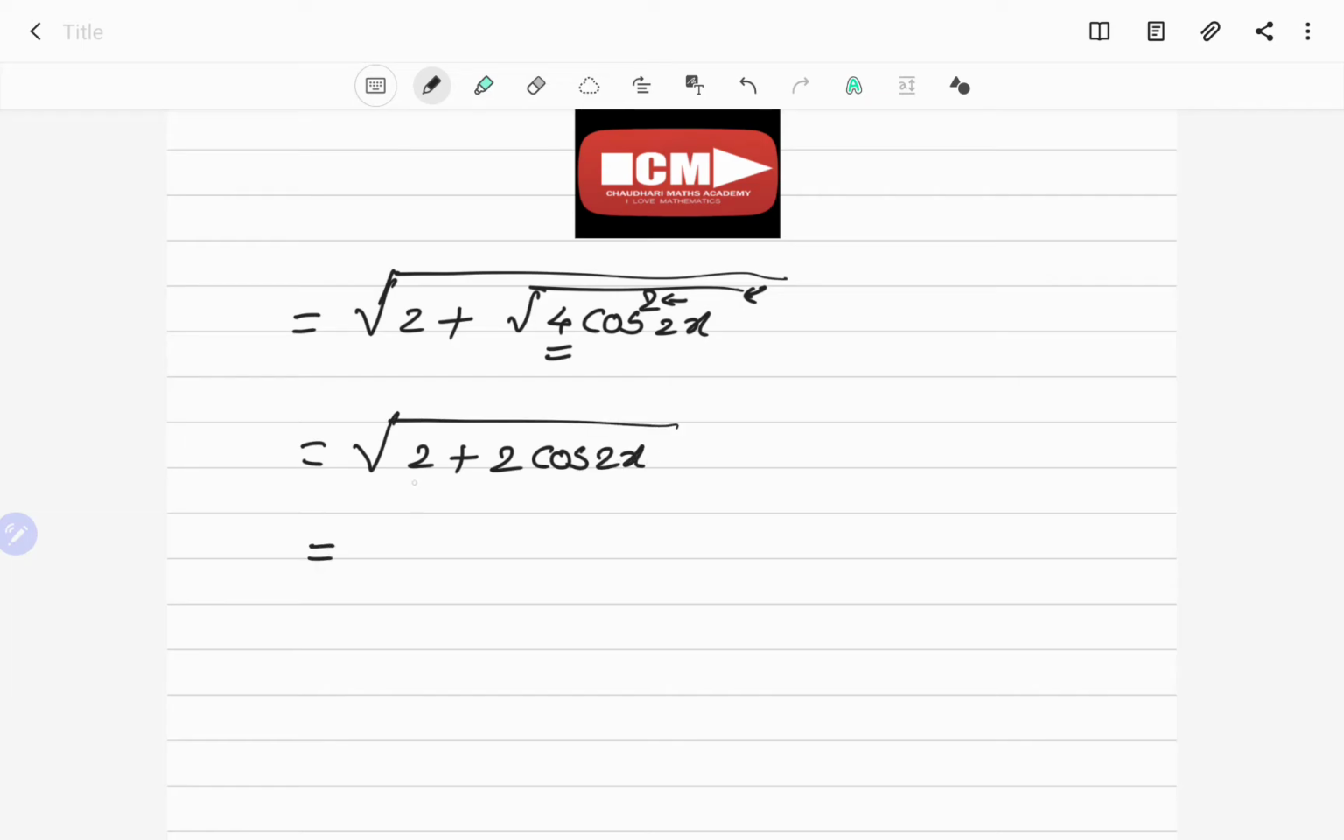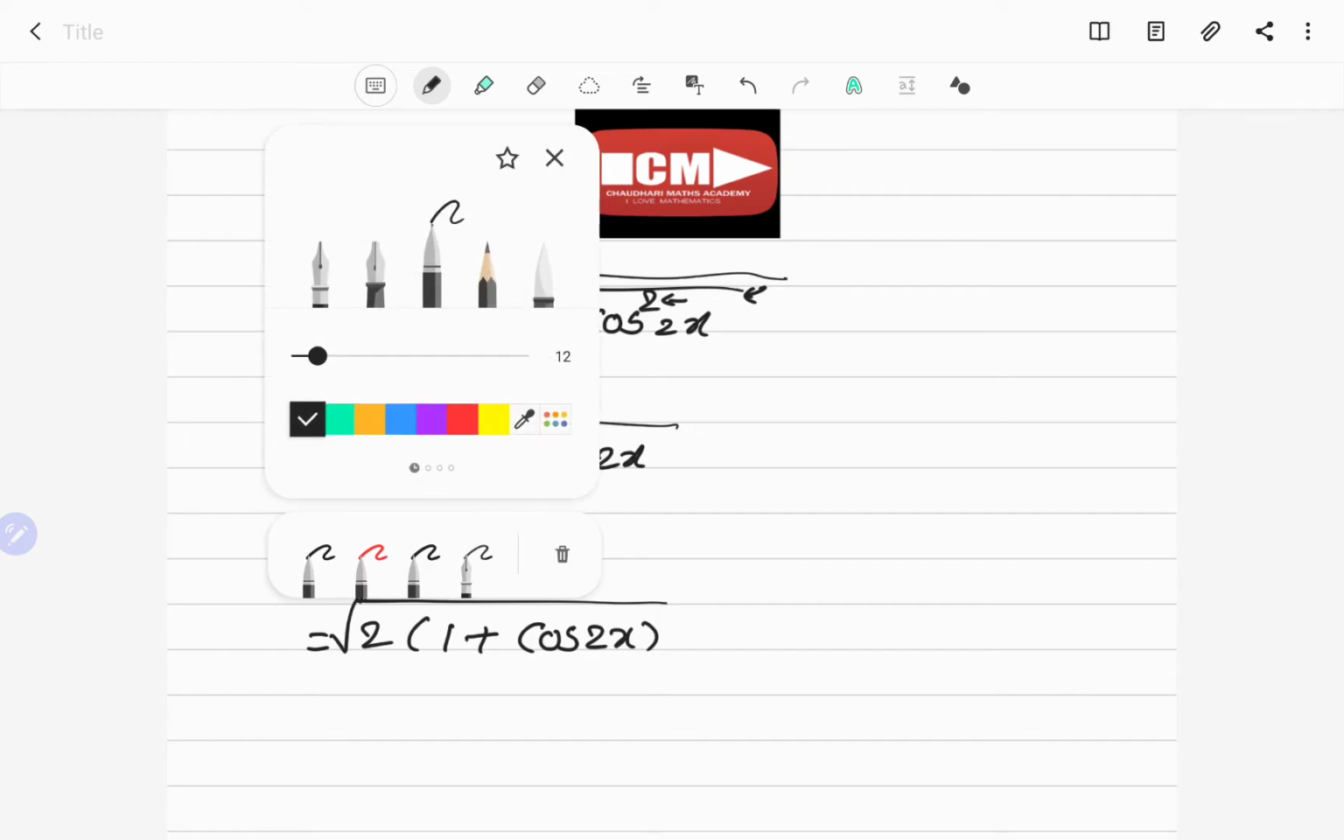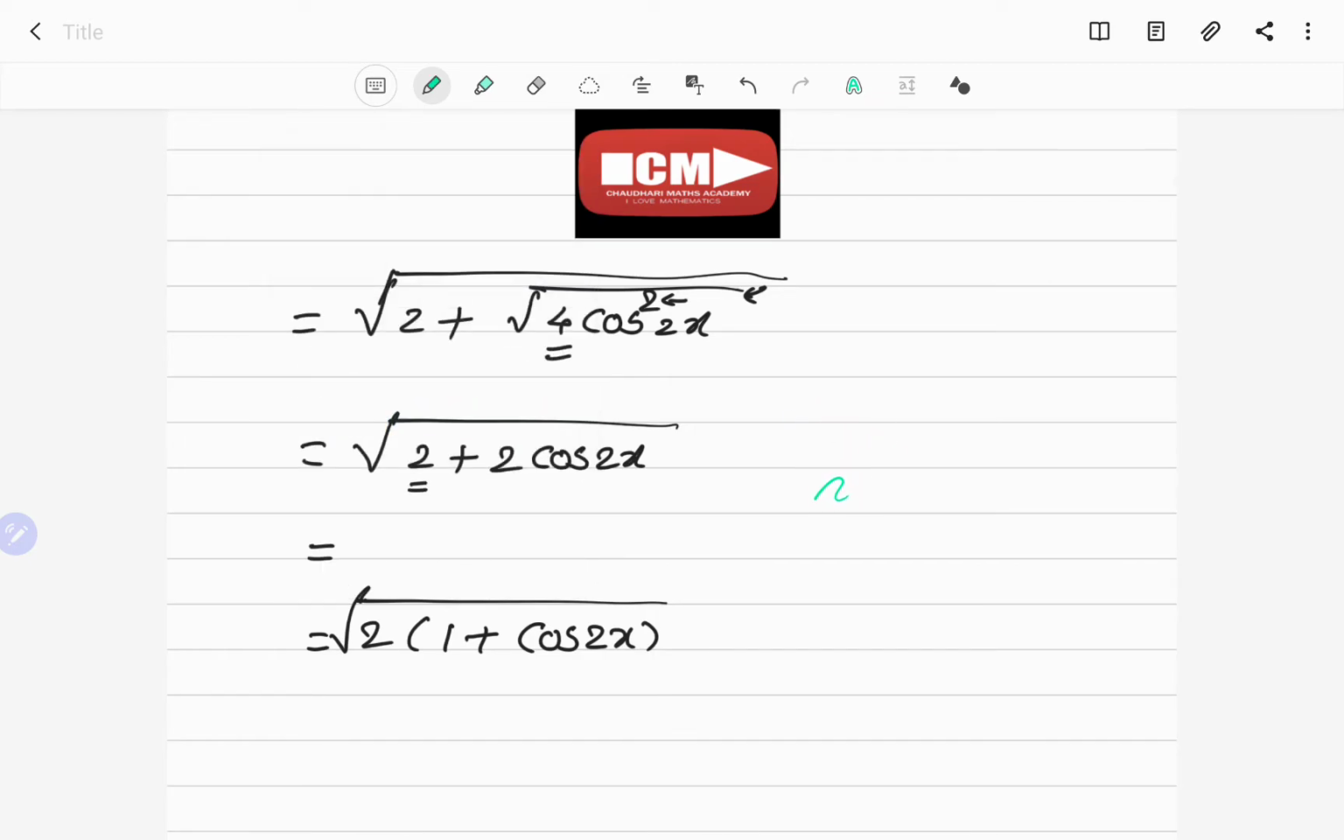Okay, in the next step, if you observe, this 2 is common. So let's take that 2 outside. So here I am taking this 2 outside from the square root, it becomes 1 plus cos of 2x, which is also a standard formula. So here I am mentioning this standard formula.